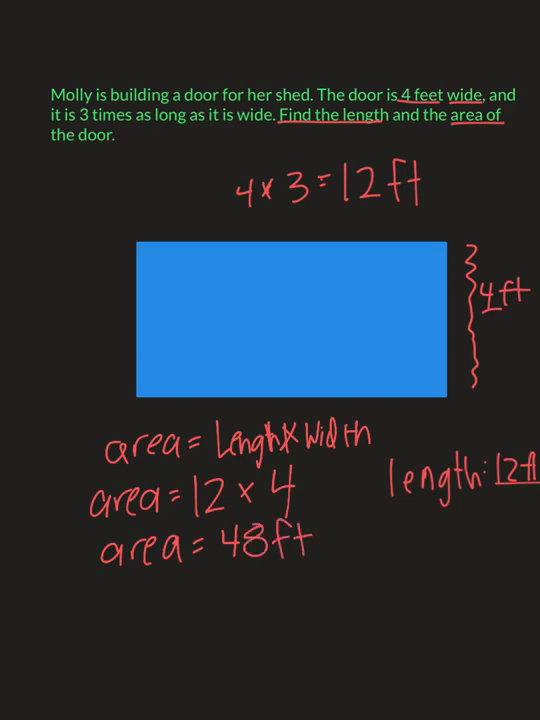Alright, but I'm forgetting something. Who knows what I'm forgetting? When we're answering an area problem, how do we have to write our answer? Alright. Hopefully you remembered that we have to write our answer in square units. So we have to write 48 square feet for our area. Alright. So guys, that is the first type of problem that you're going to see.